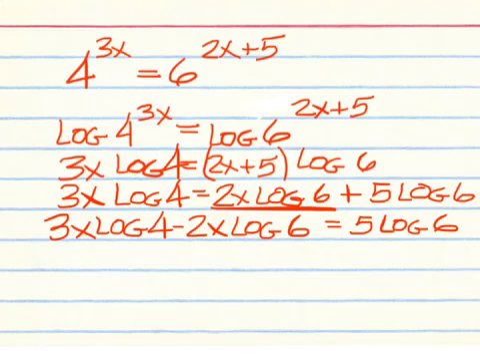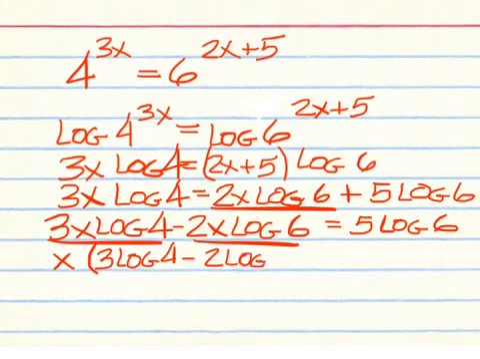Now, we have a case of factoring that we have to do now. And each term here has something in common that we can factor out. What is that? X, yeah, so if we factor out x, we're left with 3 log 4 minus 2 log 6. And the right side stays the same.